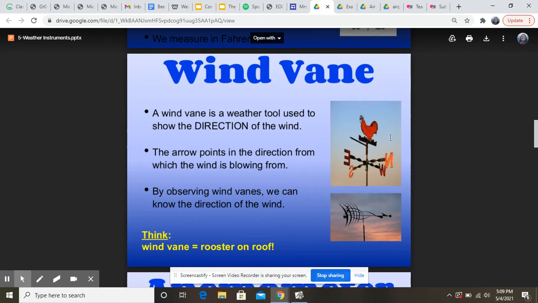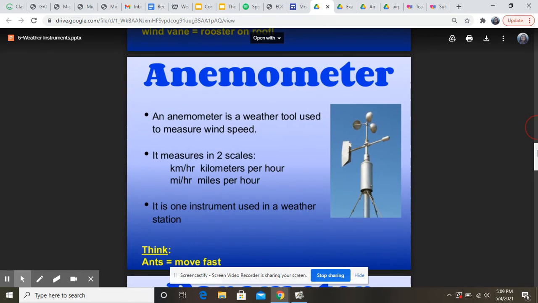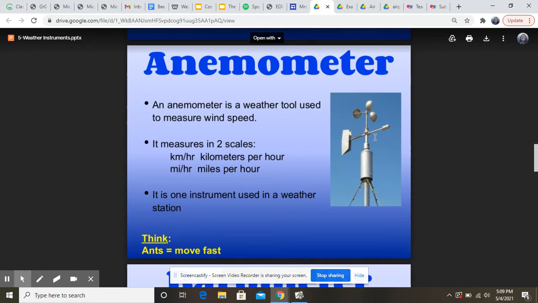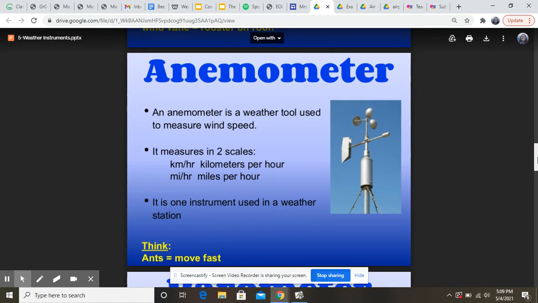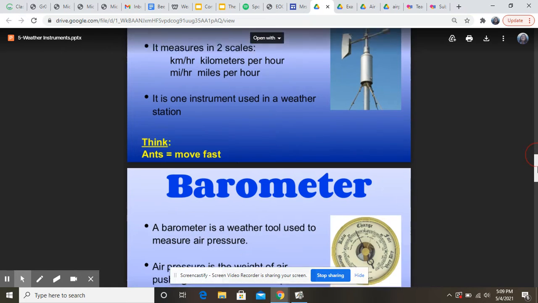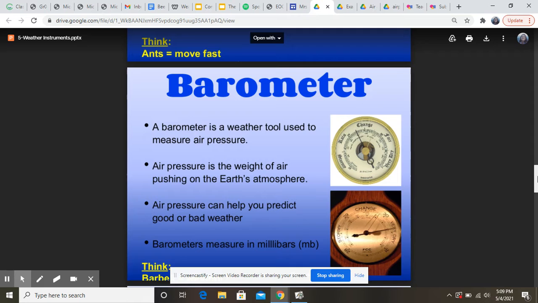So a wind vane, you usually see a little rooster on top of them, and they spin and will tell us what direction the wind is going, not how fast. An anemometer is used to measure how fast the wind is blowing. So an anemometer is a tool that measures the wind speed. Anemometer is wind speed. A barometer is measuring air pressure.